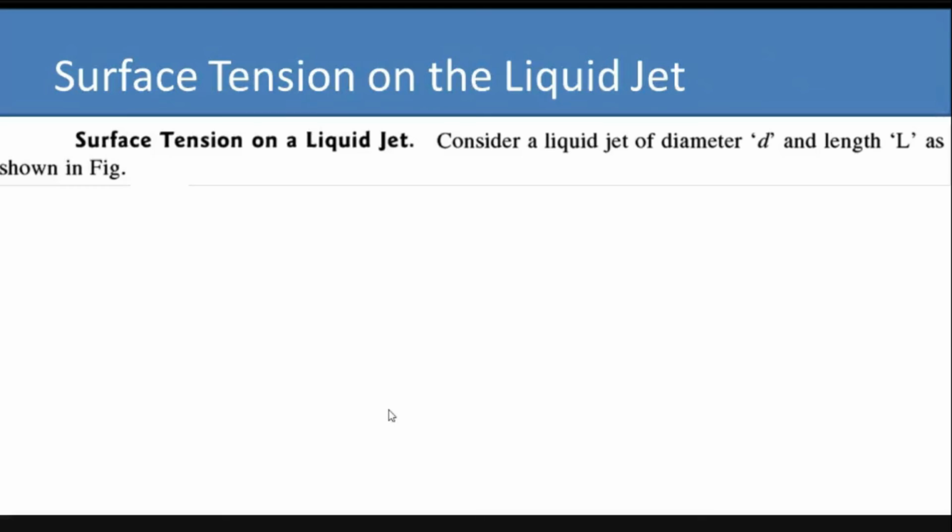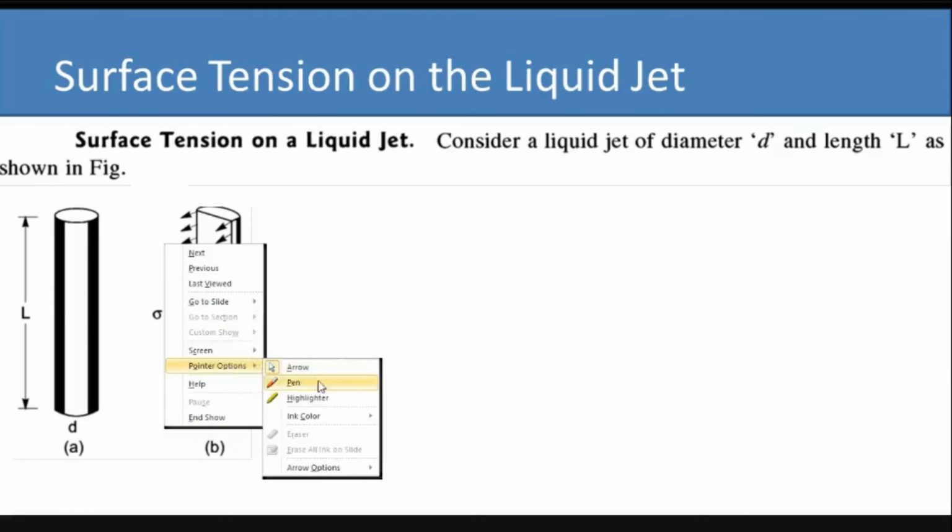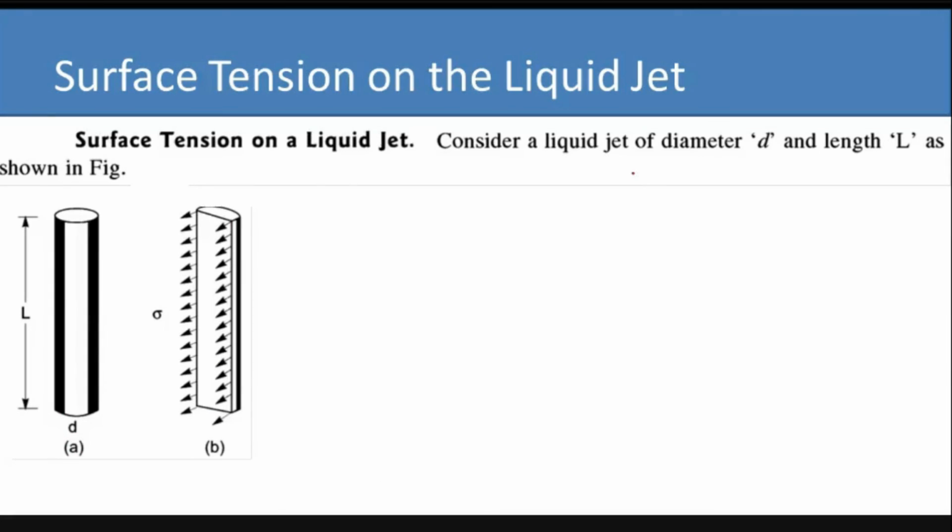Then the third case is surface tension on a liquid jet. Now consider any liquid jet, such as a jet of water coming from a pipe. Consider a cylindrical liquid jet as shown in the figure, of diameter d and length L. We cut this liquid jet into two equal halves and consider one half. On cutting, it will be a rectangle with two sides of length d and two sides of length L, and sigma is the surface tension acting.